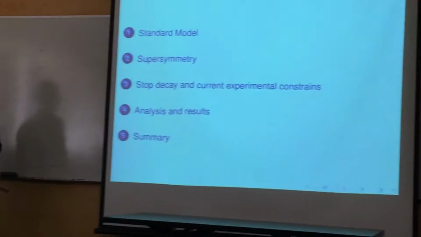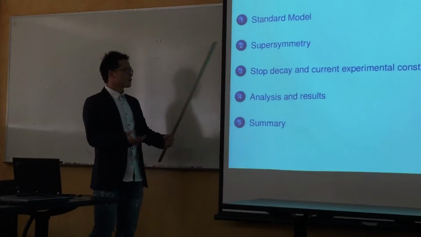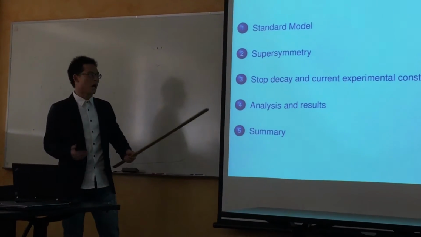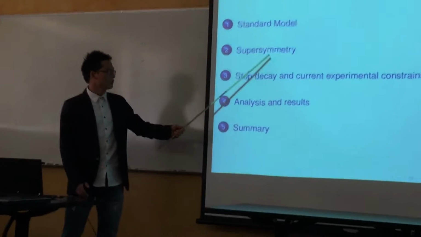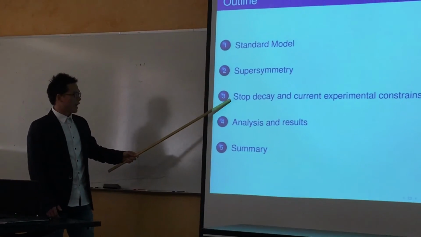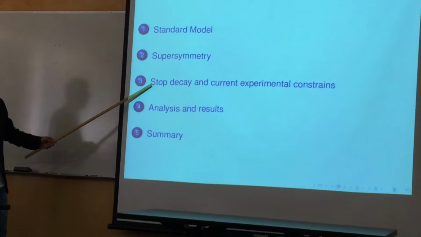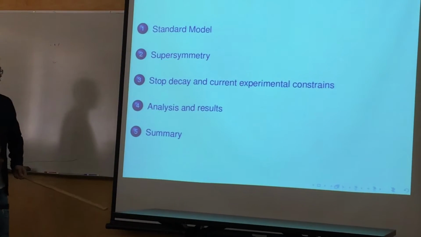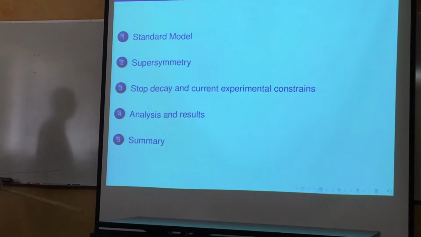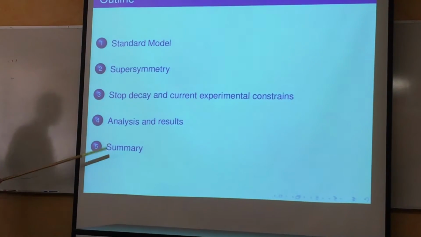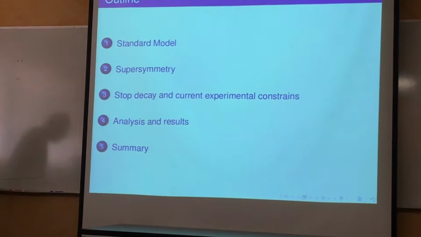So the first question is, now that the standard model is very complete, why do we still need supersymmetry? I will answer this question and then introduce some particles in this model. I will emphasize this particle, the scalar top quark, how it decays, and what the current experimental constraints are. Then I present one of my analyses and results. Finally, we go to the summary.